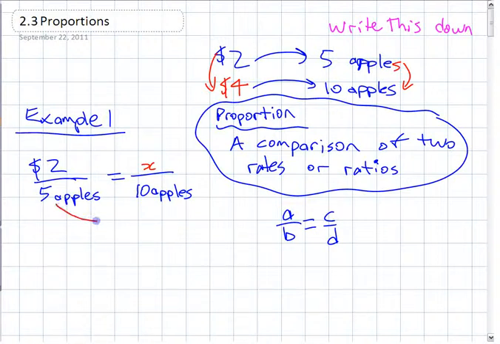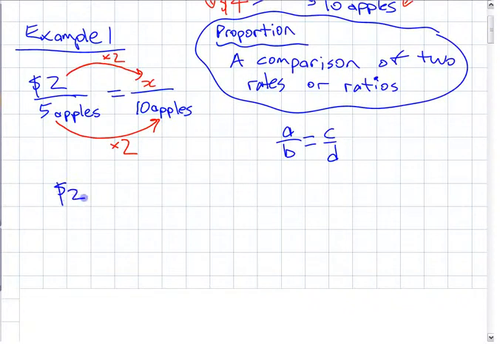The logic you're using then is you're saying this is times 2. So this, what has to be true about that? Times 2. That's what a proportion is. Okay?